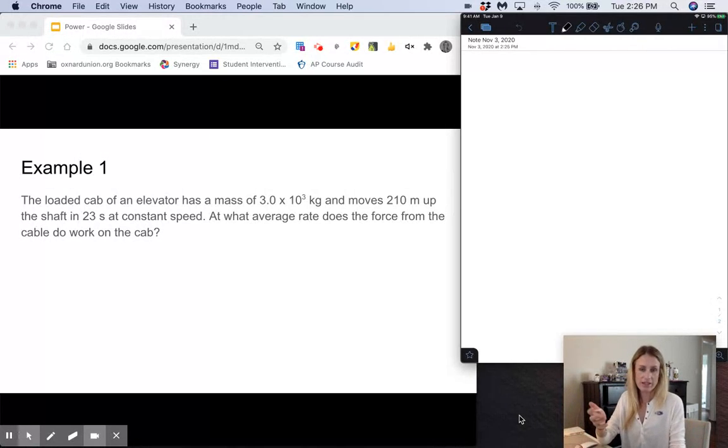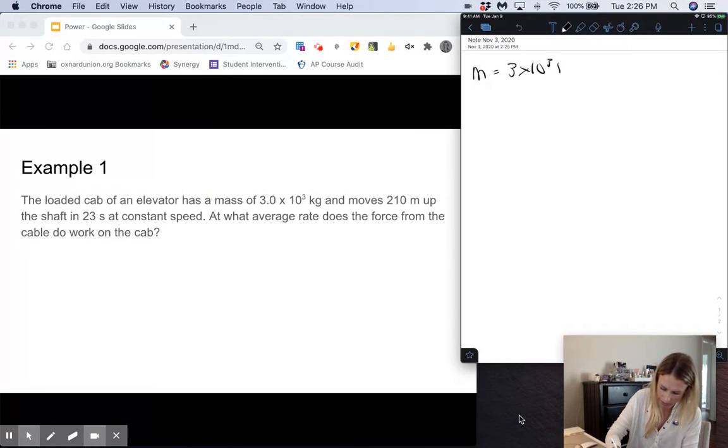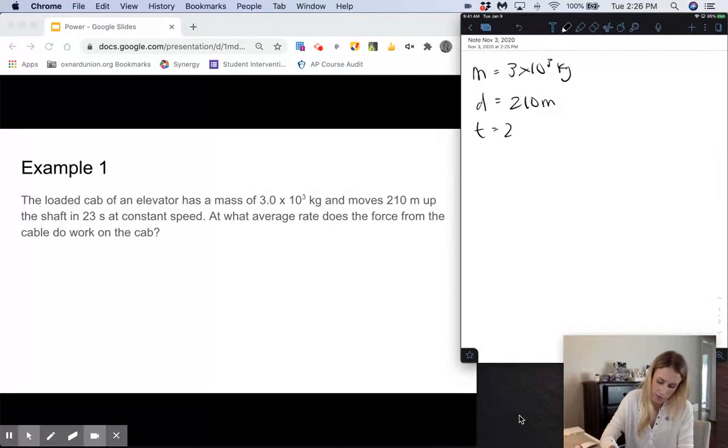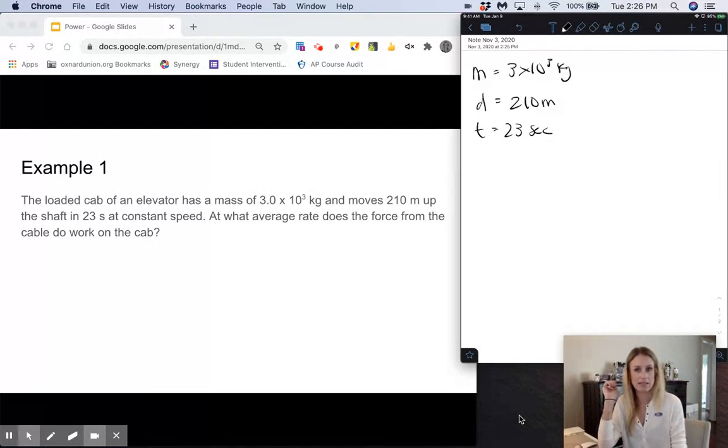So let's write down our givens and draw a free body diagram. We have a mass of 3 times 10 to the third kilograms. We have a displacement, I'll call that D, equal to 210 meters. And then we have a time of 23 seconds.